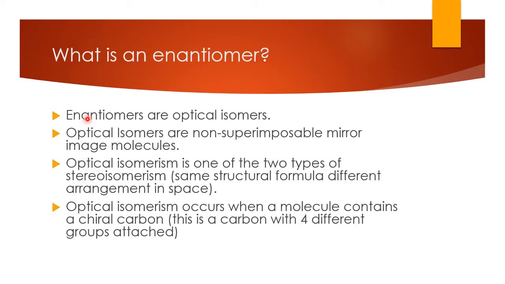So that's what we've just been saying. Enantiomers are optical isomers. They are non-superimposable mirror images. Optical isomerism is one of the two types of stereoisomerism. Geometric or EZ isomerism is the other that we learnt about in the alkenes pack. Optical isomerism occurs when you've got a molecule containing a chiral carbon, a carbon with four different groups attached.